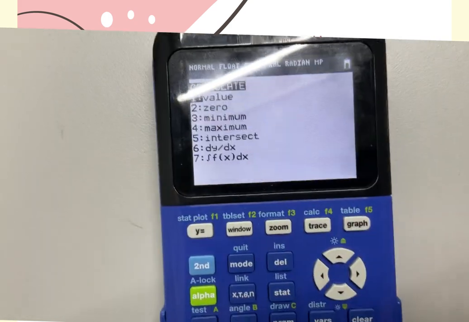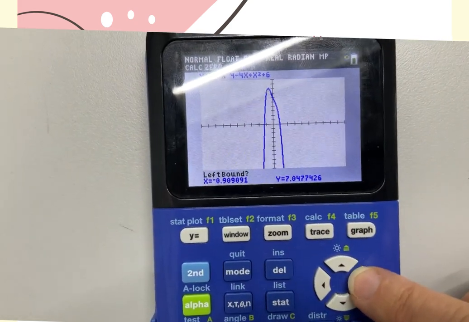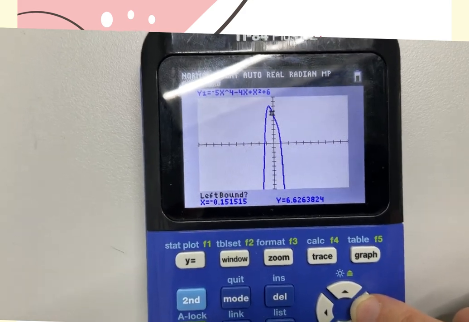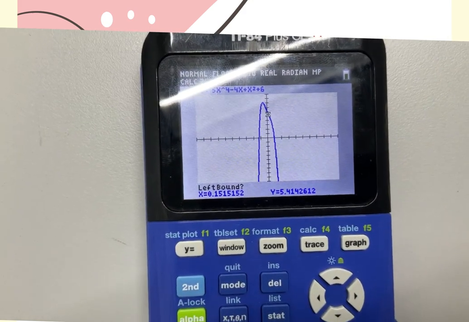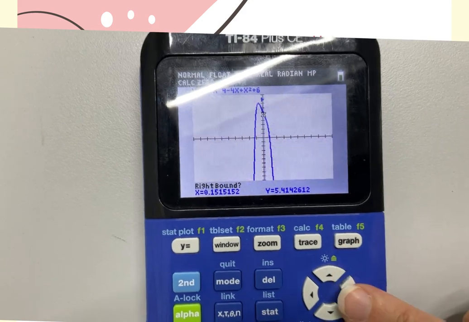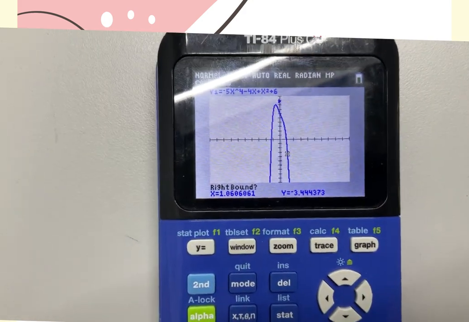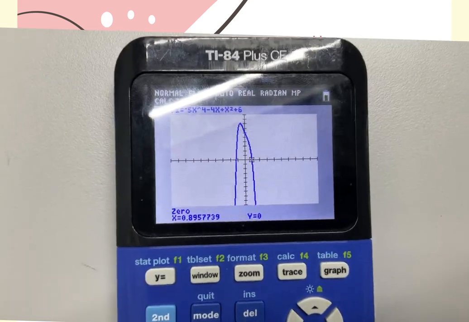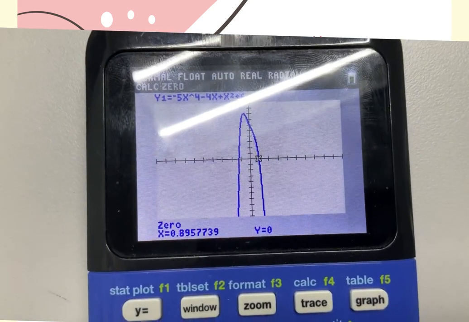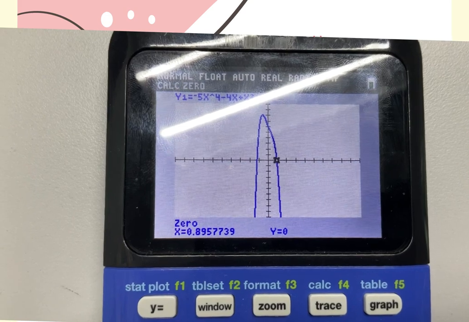I'm going to go second trace. I'm going to go to 0 again. This time I want to go to the 0 on the right. So I'm going left of it. Literally any of those points are left of it. That would have been fine before as long as I got past the other one up here. Then I go to the right of it. And then I hit guess and it's going to take me back to that 0. This time it's 0.89 or 0.9.